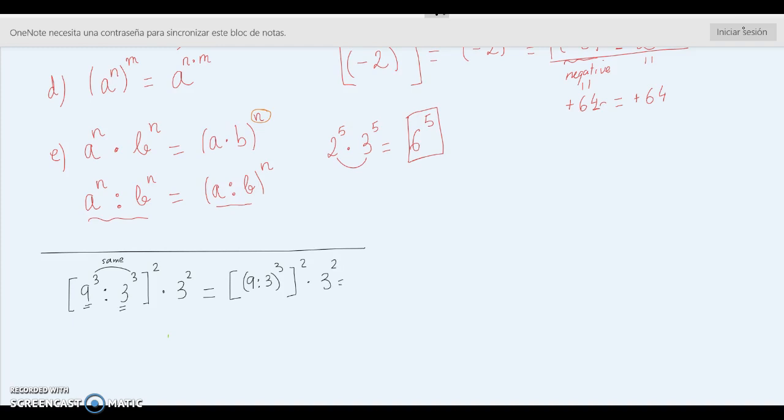So the square brackets is 3 to the power of 3. I close brackets to the power of 2 times 3 to the power of 2. Now I have inside the brackets 1 power, and outside the brackets I have another exponent. So when you have 2 exponents, you must multiply both exponents. So 3 times 2 is 6. So 3 to the power of 6, and finally this is 3 to the power of 8.